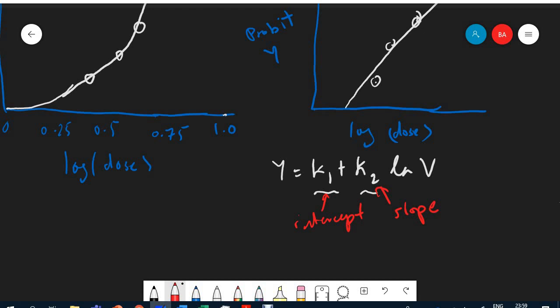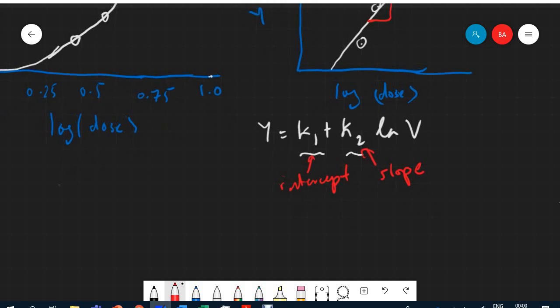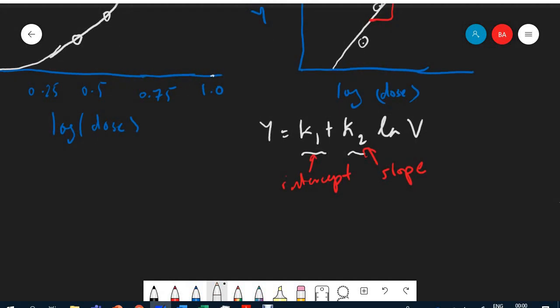We already have the data of y and ln v, right? So what we are trying to do, first we're going to find the slope, and by the slope we can find k2. If you do this, you're going to find that the slope is equal to 1.2 divided by 0.3, which is equal to 4.0. So we're going to find k2. Beautiful, so that is k2.